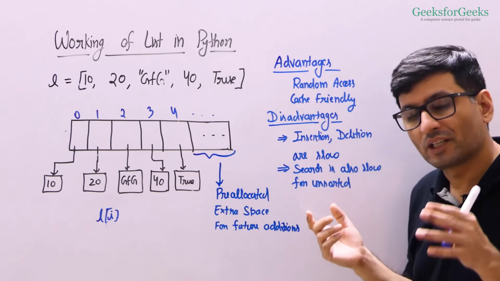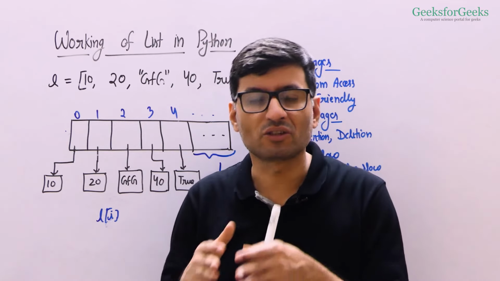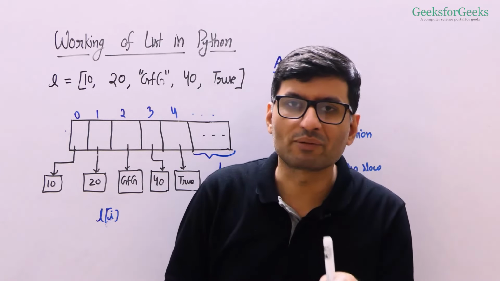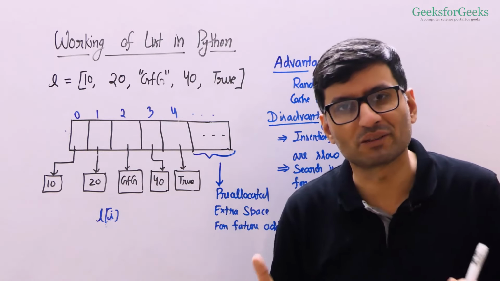Search operation: if you have the list sorted, then you can use binary search, but if the list is not sorted, then you will have to linearly search for that item. So search is also linear. Set is really fast compared to list.